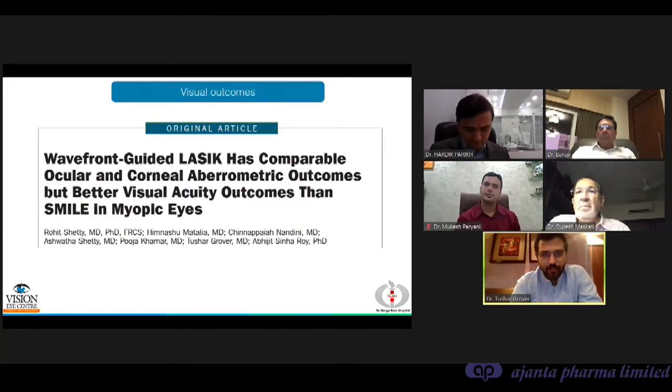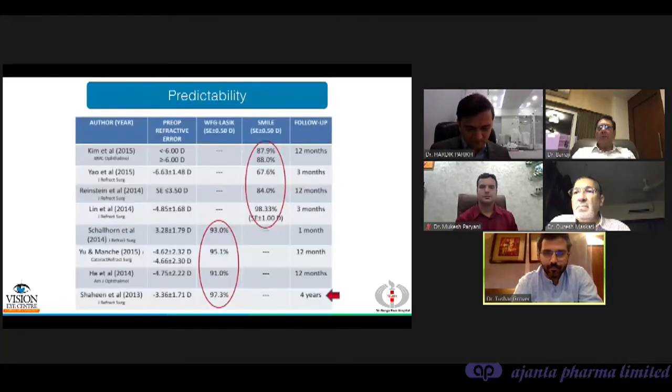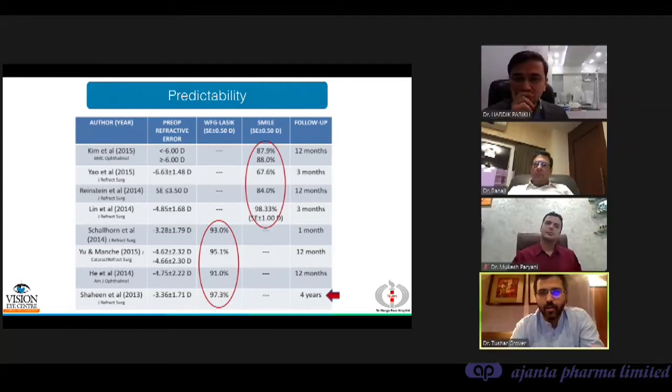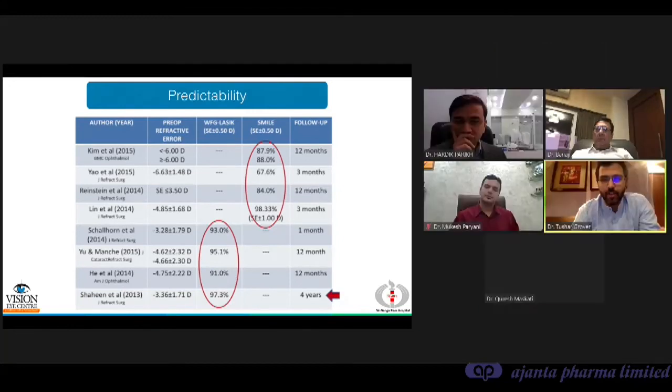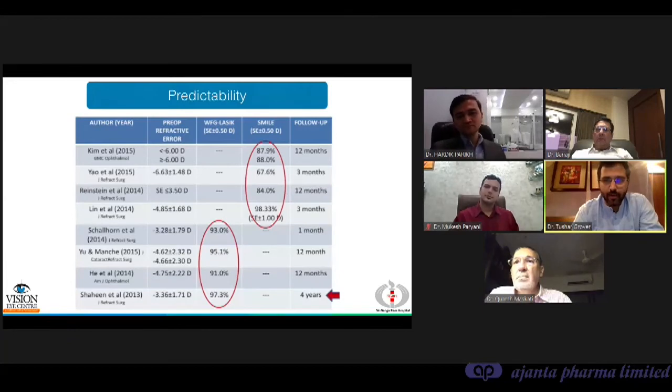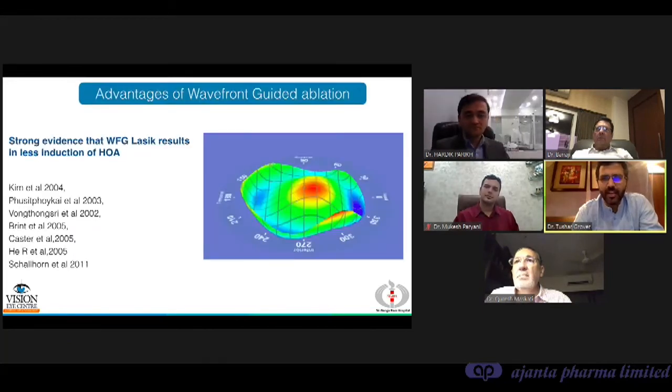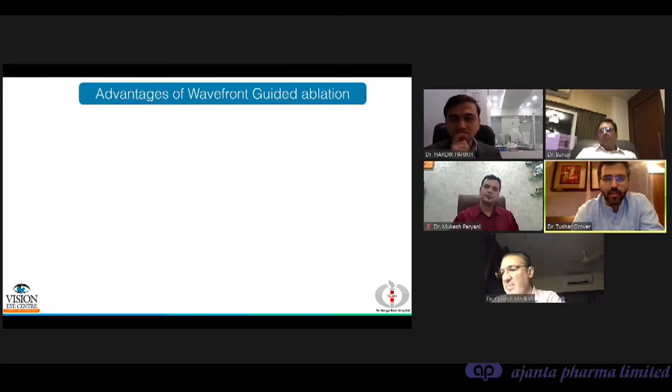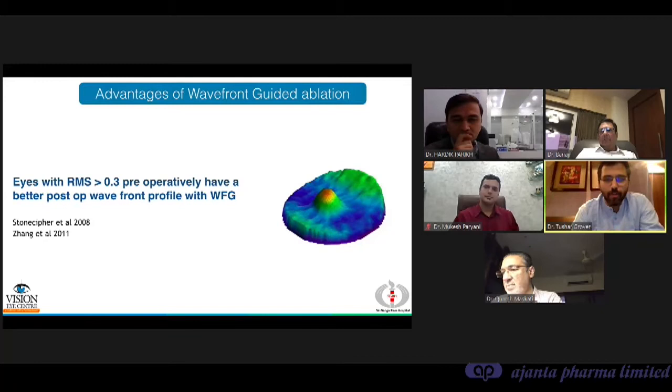This is a publication that we had in JRS, where we had compared Wavefront guided LASIK with SMILE in myopic eyes, and we found better visual outcomes with Wavefront guided LASIK. And even in other studies, as you can see, the predictability and the efficacy of Wavefront guided LASIK is extremely good. Most patients being within 0.5 diopters of residual spherical equivalent. So this definitely has certain advantages. It leads to less induction of higher order aberrations, a better post-operative wavefront profile.